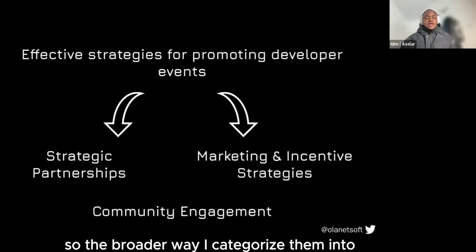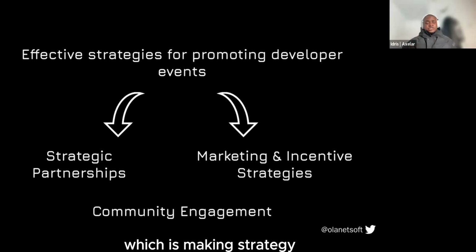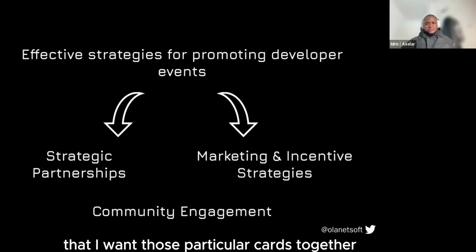So in a broader way, I categorize them into 3 different categories, which are making strategic partnerships, marketing and incentive strategies, and then community management. These are the 3 categories that I want us to take a look at together.